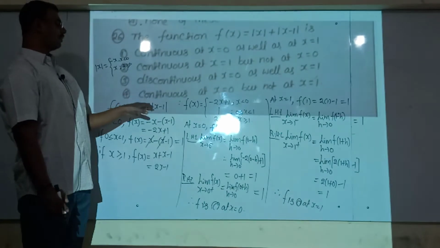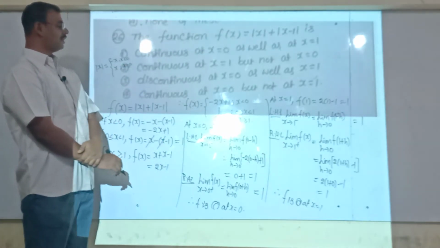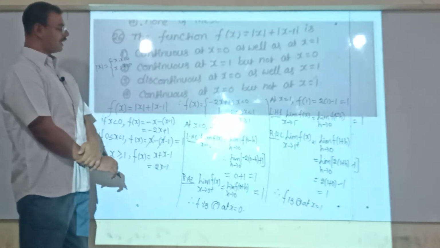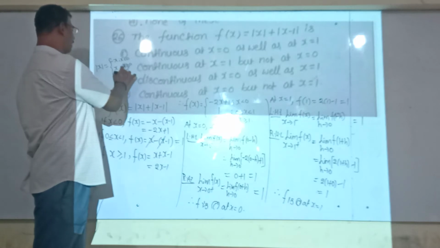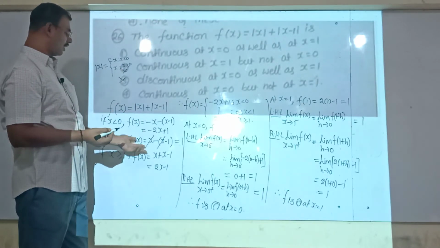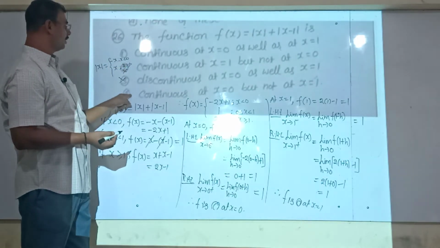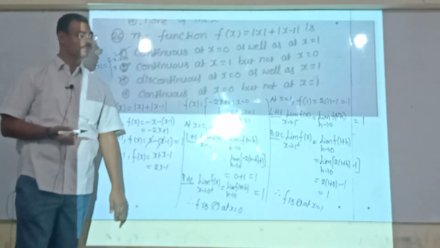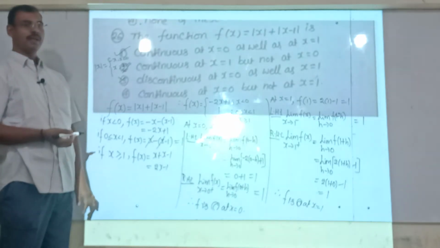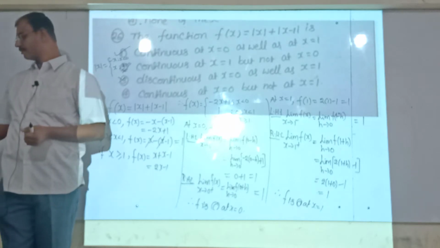So the given function mod x plus mod of x minus 1 is continuous at x equal to 0 and at x equal to 1. So check the options: the second and third are not correct because we already checked at x equal to 0. Now we have either the first one or the fourth one. The fourth one is also not satisfied, but it is continuous at both the values. So the option will be the first one. Clear? Next problem. Like this we are doing the questions.